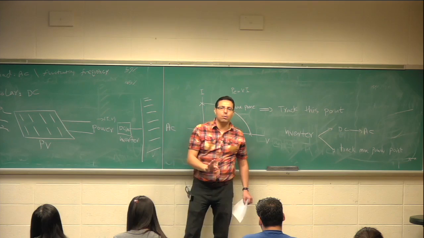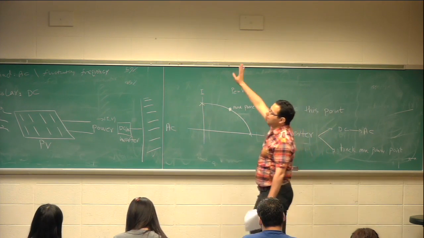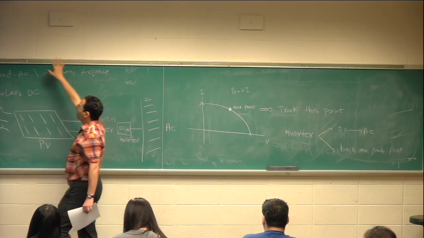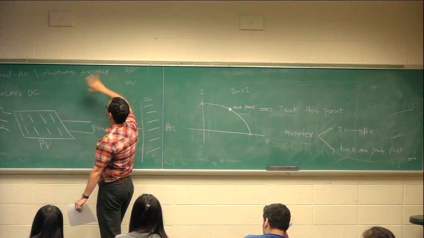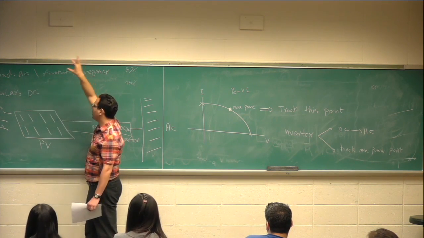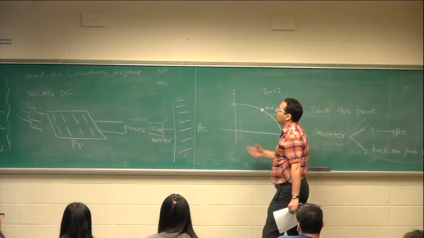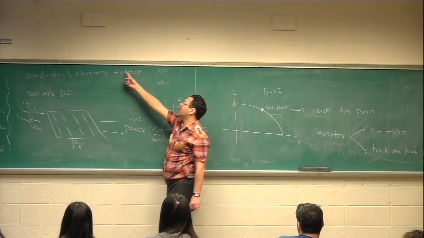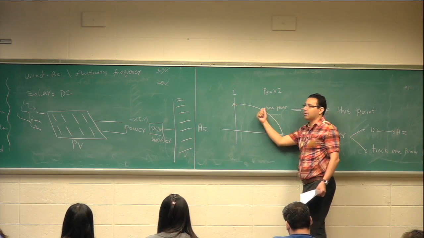There are many ways. We don't want to get to the power electronics part, but look at wind. As wind is coming, you get rotation, fluctuating frequency. Solar radiation is coming, you get a DC signal, you convert it to AC. The challenge for wind is to make the frequency constant. The challenge for a solar panel is to track this point.